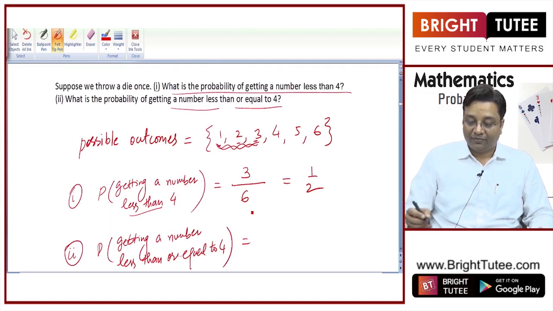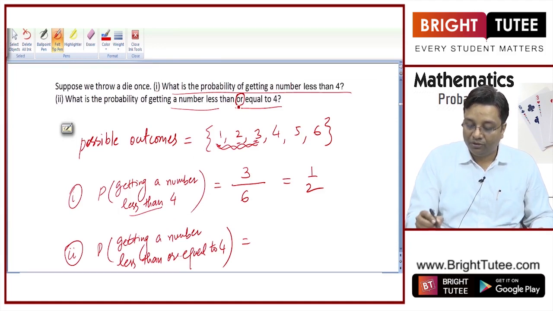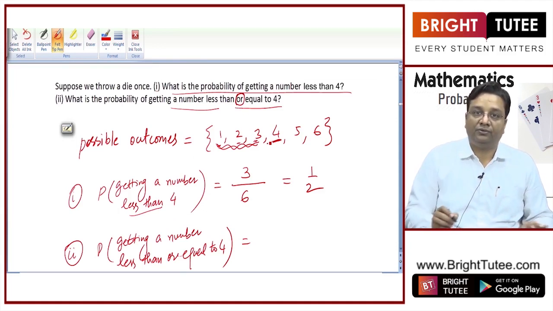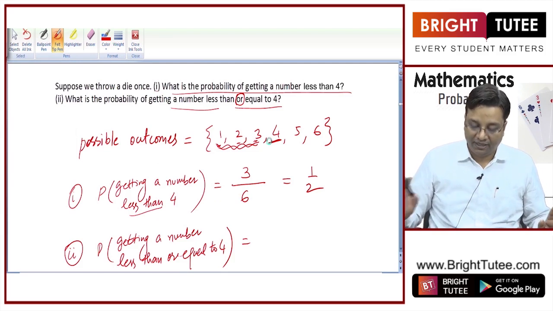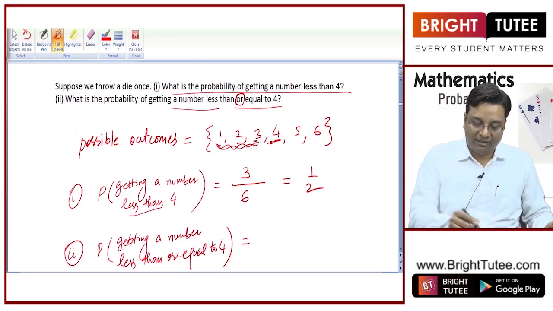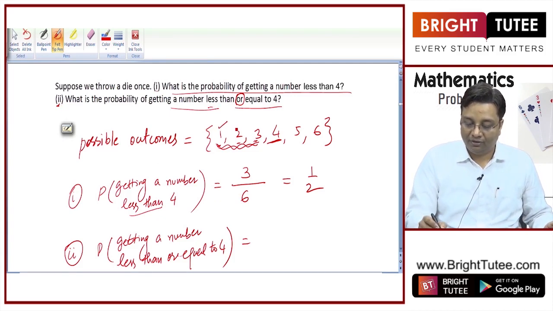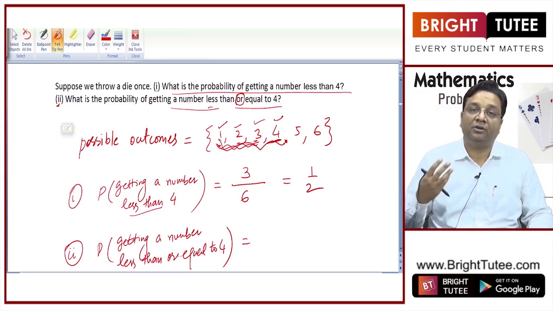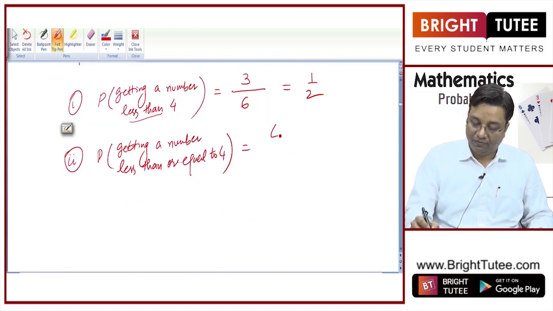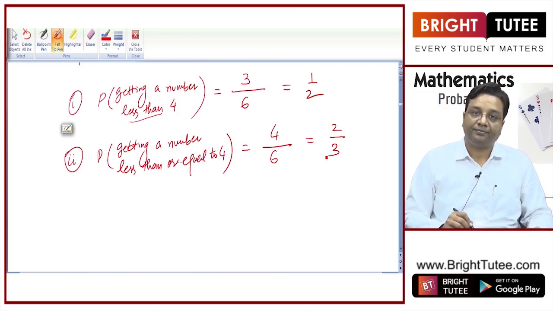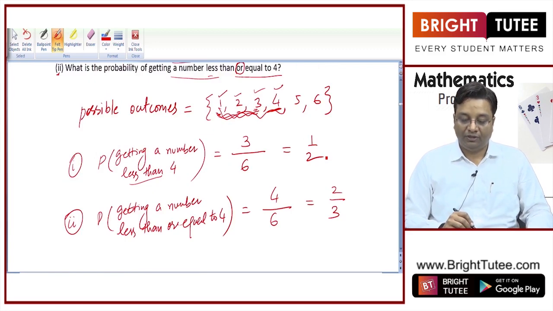Now, this time it is given less than or equal to. So, we can include 4 also. 4 is also a favorable outcome for us in this case. So, what are the favorable outcomes in the second part here? If you get 1, it is less than 4, 2 is less than 4, 3 is less than 4, 4 is equal to 4. So, these are the favorable outcomes. What is the number of favorable outcomes? 4. What is the total number of outcomes? 6. So, the probability is 2 by 3, right. So, this is how you will think about these questions.